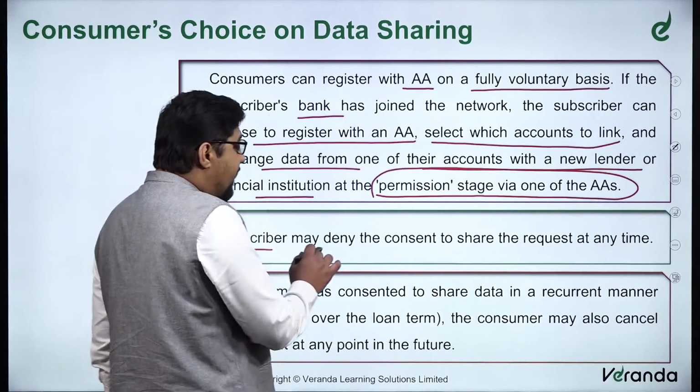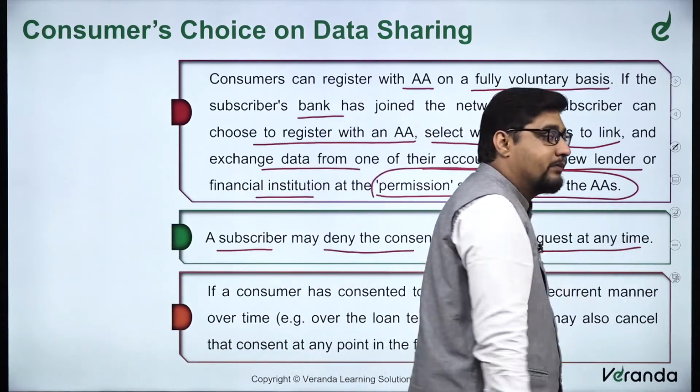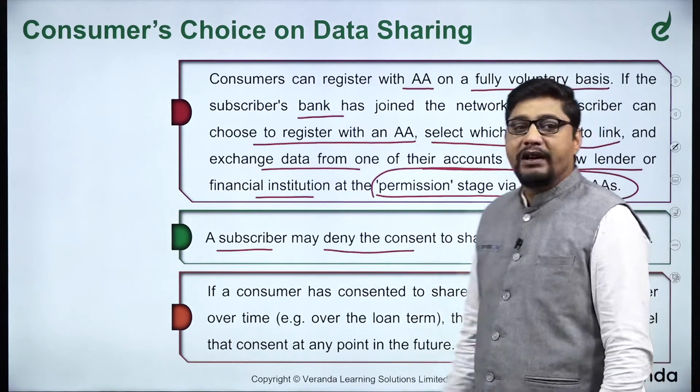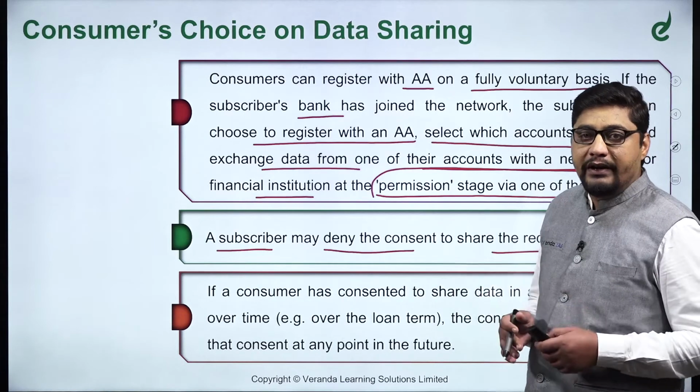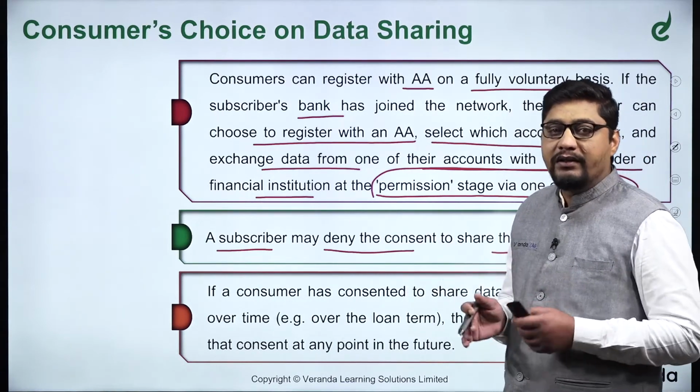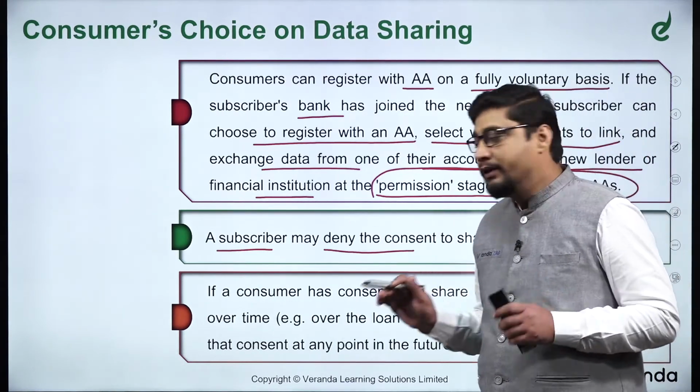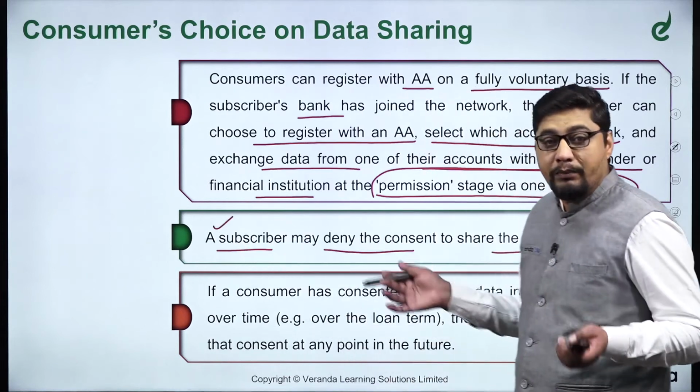Now, a subscriber may deny the consent to share the request at any time. That is another thing. So in the initial year, let's say for the first few months you decided I will share my data with the account aggregator and through that to another bank. Now you decide after 5 months I don't want to share. So that is also okay. So the subscriber may opt out of it.